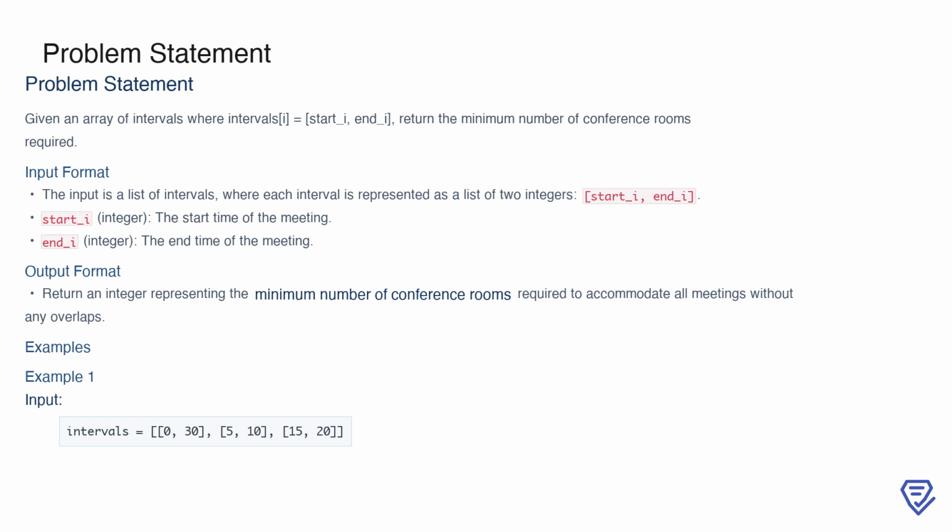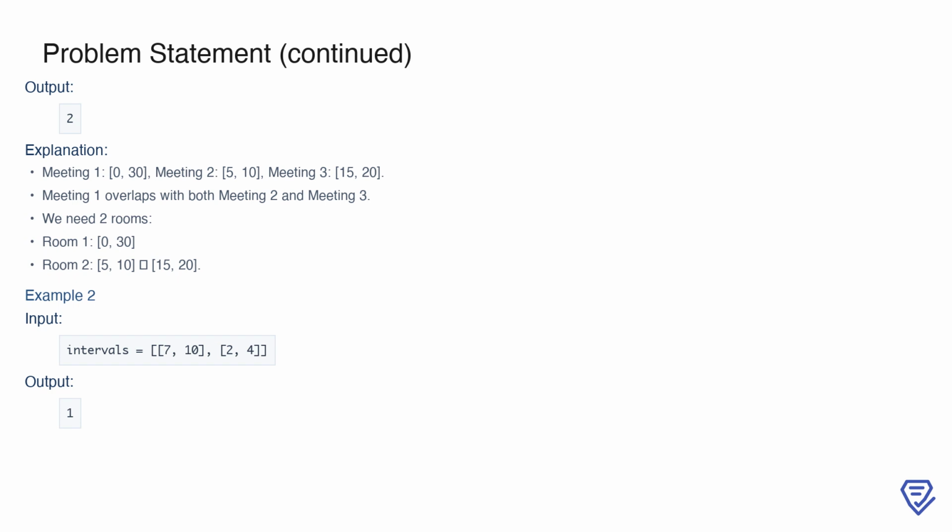For example, if we have overlapping meetings, we'll need more than one room to ensure that no two meetings occur in the same room at the same time. Let's take a look at an example. Suppose the input is intervals equal to [0, 30], [5, 10], [15, 20].